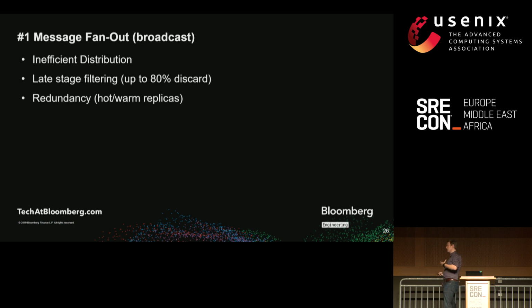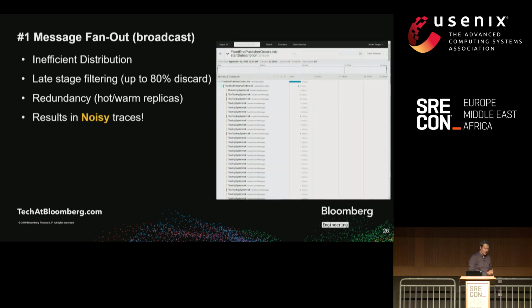This also happens because we run a lot of hot backups in our application. Although the data is needed to keep the backup hot, sometimes that data isn't as relevant from a telemetry perspective, because that's not the thing that's actually powering the client's experience at that time. Once you put this together, you get very noisy traces.